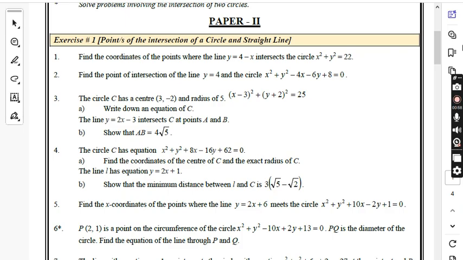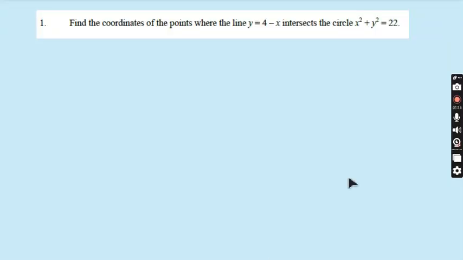You can see the topic of this exercise is the point of intersection of a circle and a straight line. This topic is not new for you because you have already done it in your course book, chapter number 2, intersection of curve and straight line. A circle is also a curve, so it is a very easy topic but important from the examination point of view.